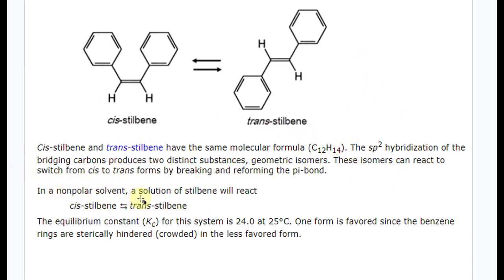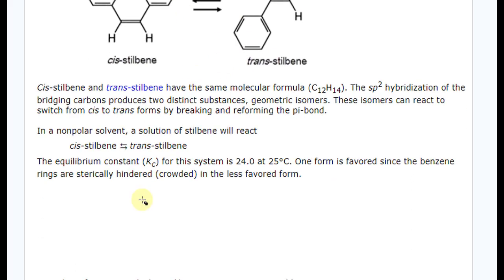In a nonpolar solvent, we make a solution, and these two can do their equilibrium thing. And they're saying that the equilibrium constant, in this case concentration, because we've got it in the solution, for the system is 24 at room temperature. One form is favored since the benzene rings are sterically hindered in the less favored form. They're saying, okay, these guys are hindered, they're bouncing into one another. This is a more relaxed version of the trans-stilbene.